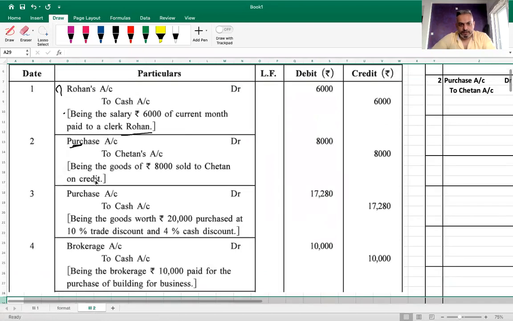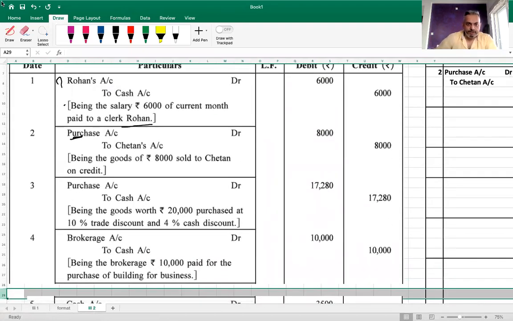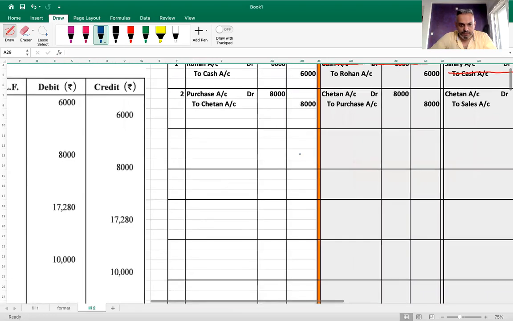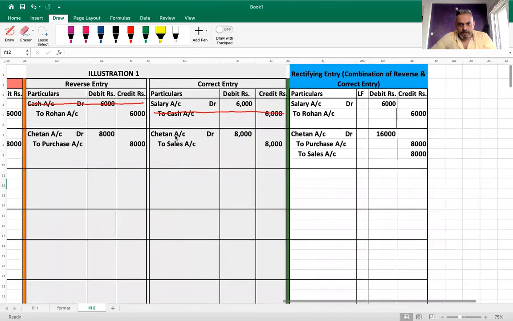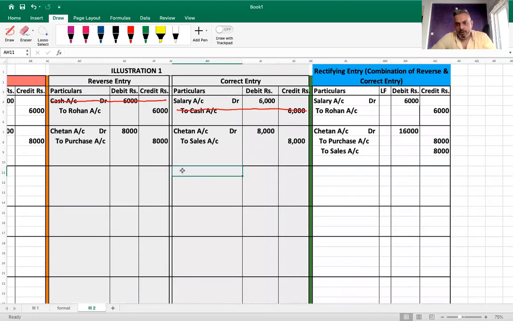Purchase to cash. Now ध्यान देना please. Keep calculator with you. Purchase to cash 17280. Now over here, being goods worth 20,000, purchase at 10% trade discount and 4% cash discount. Now first of all, I would like you all to make a correct entry for this transaction number 3. Let's make a correct entry over here first.